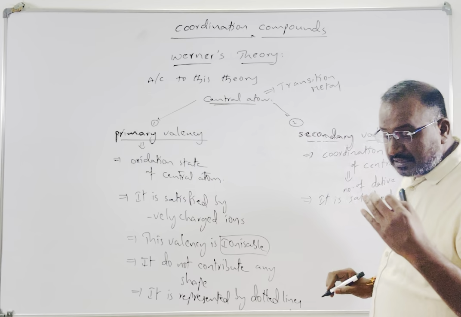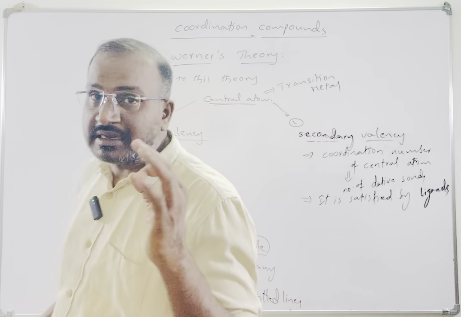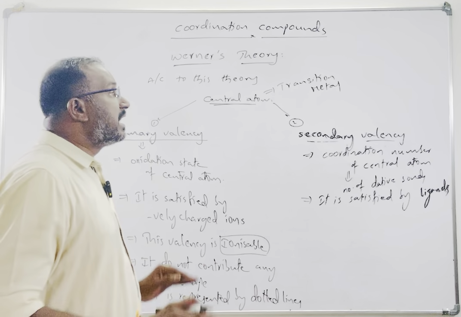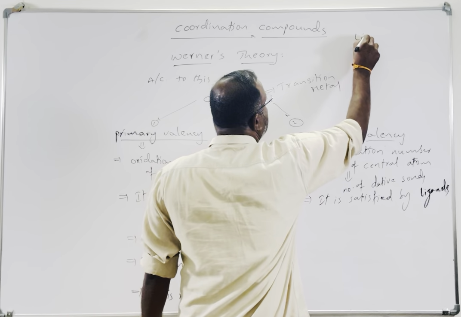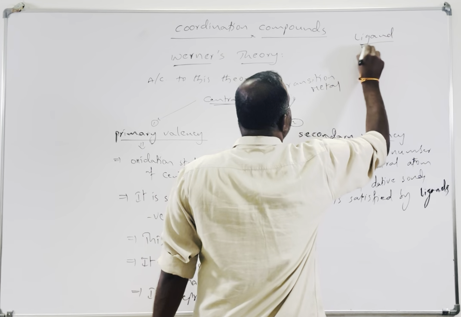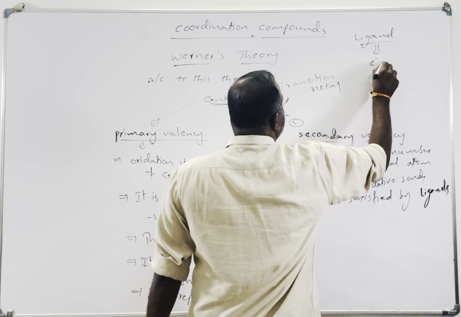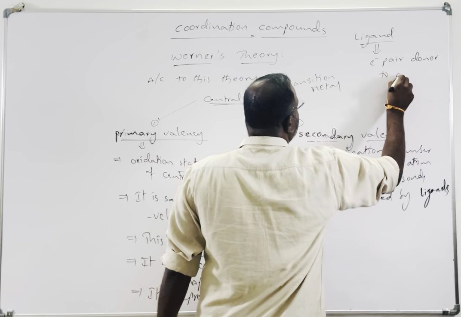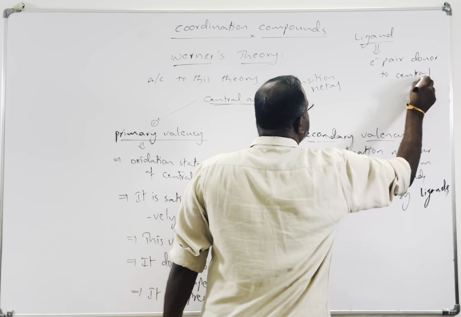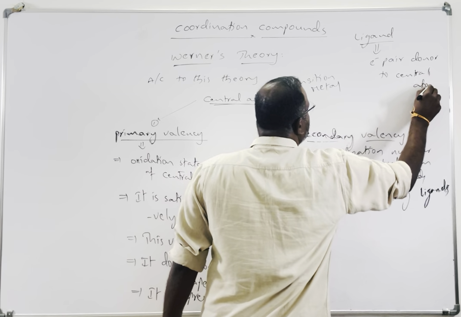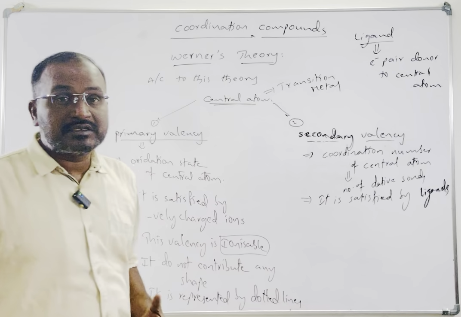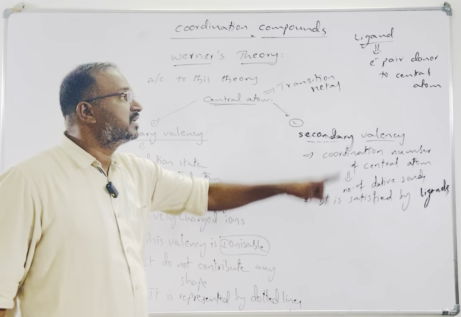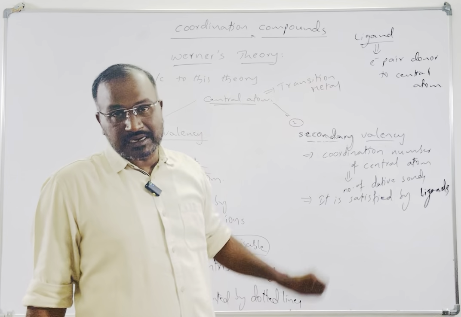Ligands. The secondary valency is satisfied by ligands. Primary valency is satisfied by negatively charged ions. Ligand means what? Ligand means electron pair donor to the central atom. Those molecules or ions which are donating an electron pair to the central atom in the coordination compounds, that molecule or ion is known as a ligand.